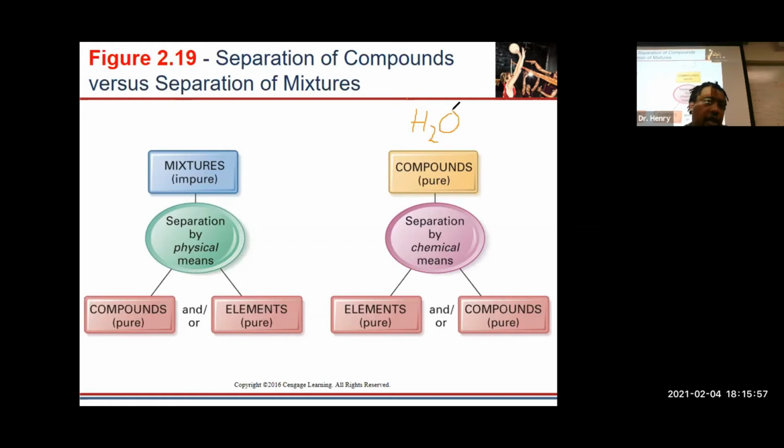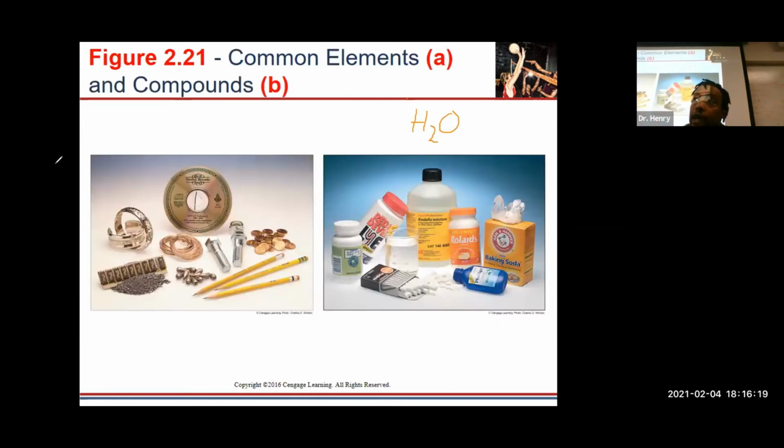That hydrogen and oxygen, they're forming bonds together, right? And they're connected. So the only way that we can separate hydrogen from oxygen is by a chemical reaction. You guys see that? Understand it? Okay, good.